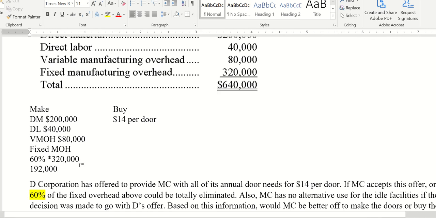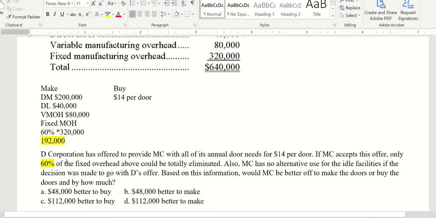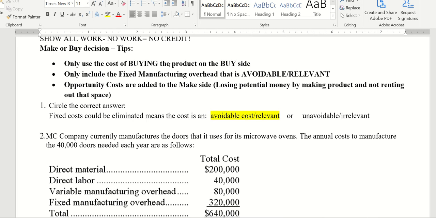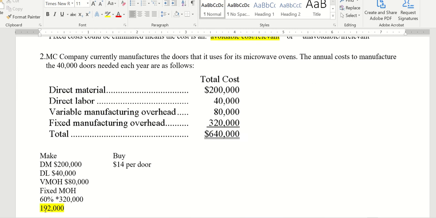So that part could be eliminated if you were to buy it over here, and that's the part that's relevant for the make side. They have no alternative use, so no opportunity costs. So we're including only the fixed manufacturing overhead that's relevant.